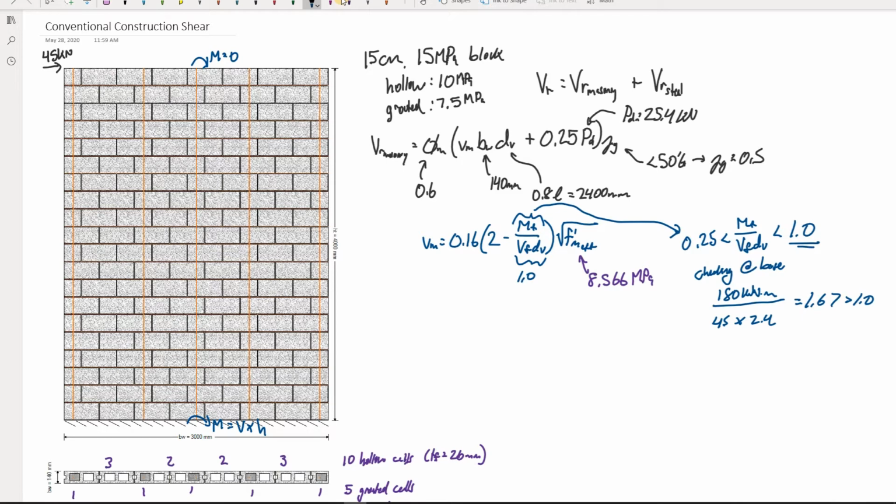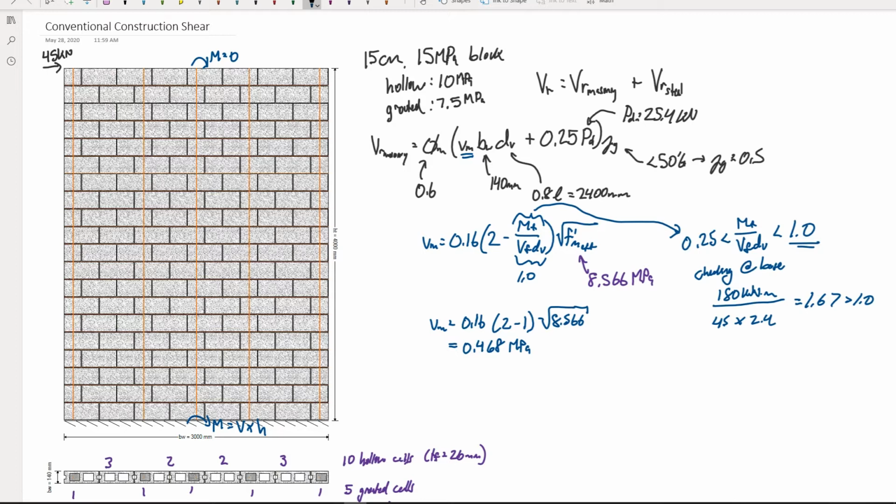And so what we can do is we can go ahead now at this point, and we can calculate this. So VM is 0.16, and that's times 2 minus 1. This thing is multiplying it by 1. And then we just need to plug in this number, 8.566, and we're going to square root that term to get that number. And so if we plug this in, what we get is 0.468 MPa. So that is the masonry shear strength. And then you recall that's the term that we're talking about up here.